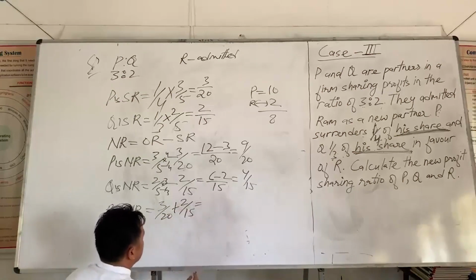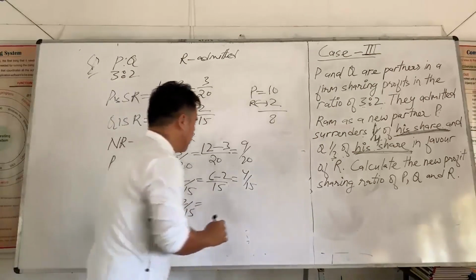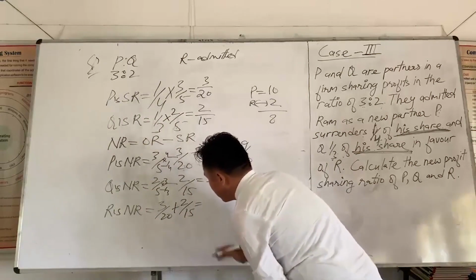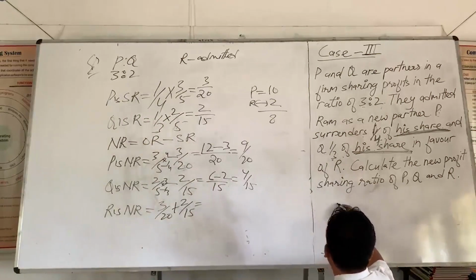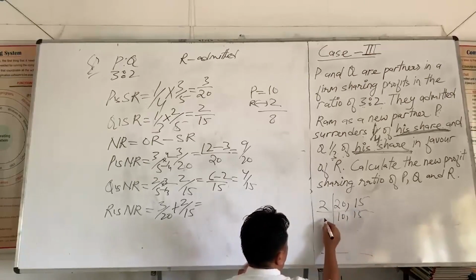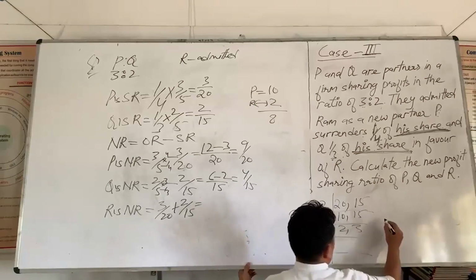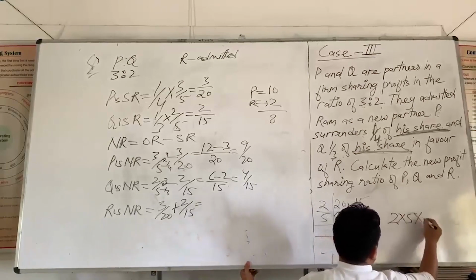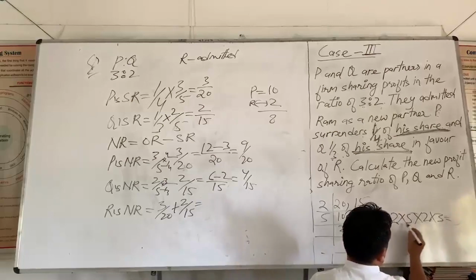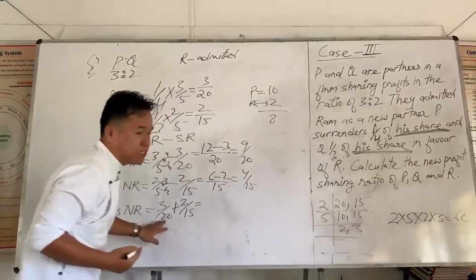So how much did we get here? In order to add these fractions, we have to make the denominator the same. So how are we going to make the denominator the same? By using LCM of 20 and 15. So 2 times, 5, 2, 3. So we have 2 multiplied by 5, multiplied by 2, multiplied by 3. How much did we get? 2, 5 is 10, 10 into 3 is 30, 30 into 2 is 60.